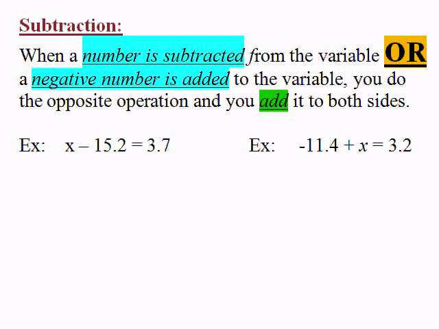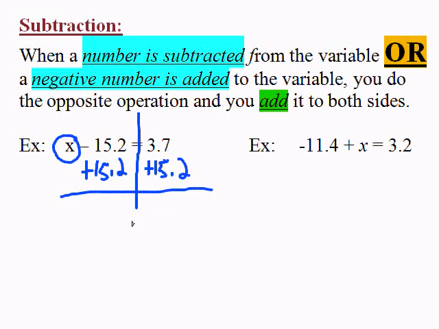First example is probably a little bit more straightforward. Suppose we have x minus 15.2 equals 3.7. Notice, negative 15.2, it's x minus 15.2. We're trying to get x by itself. To do this, we're going to add 15.2 to both sides.